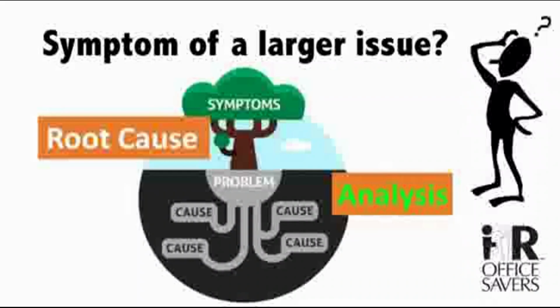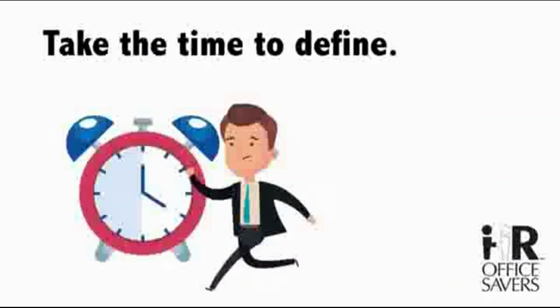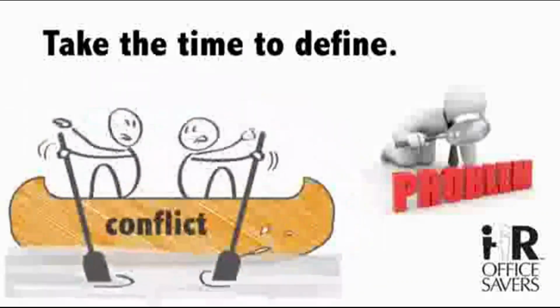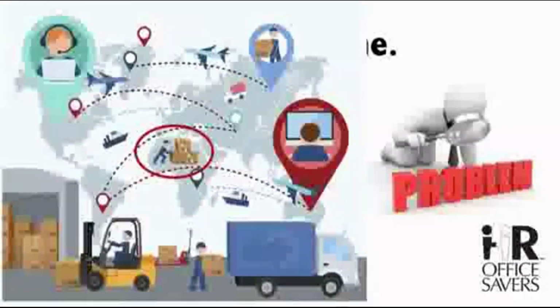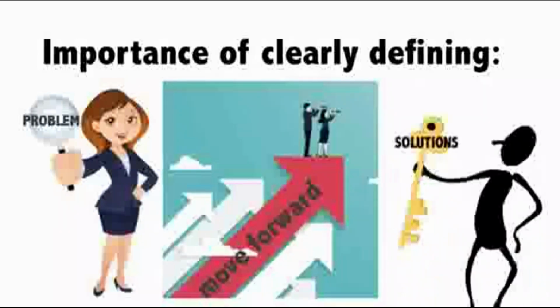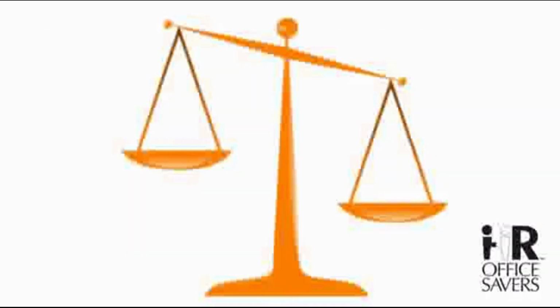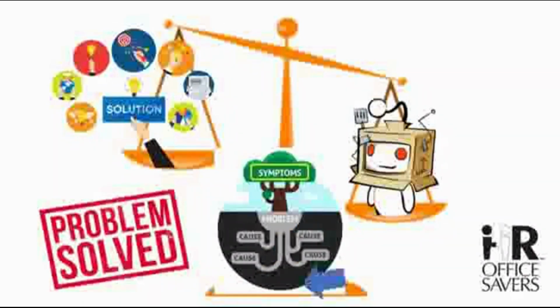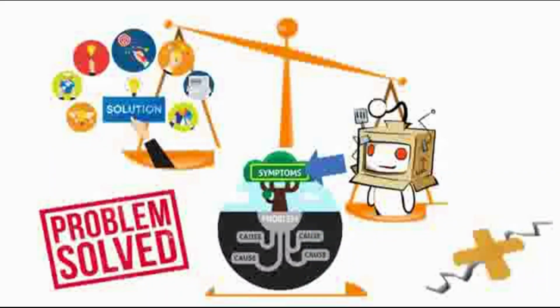Oftentimes, what we think is a problem is only a symptom of a larger issue. Take time to define the problem clearly, whether it's an interpersonal conflict or a hitch in a supply line. Figuring out what the problem is exactly and clearly defining it means you can move forward with solutions. Solutions that will actually work and get the problem solved, rather than just resolve the symptoms or temporarily stop the chaos.